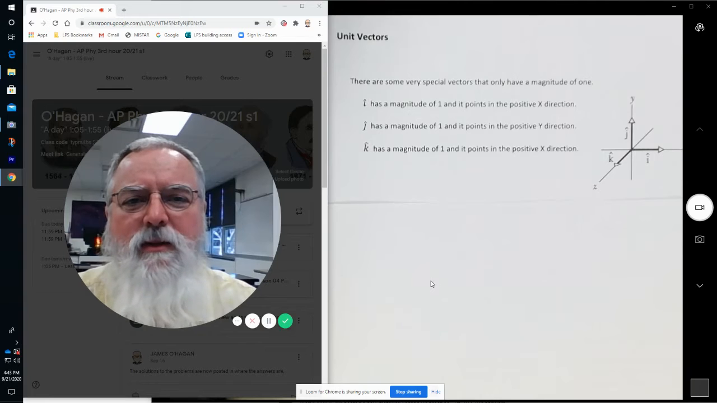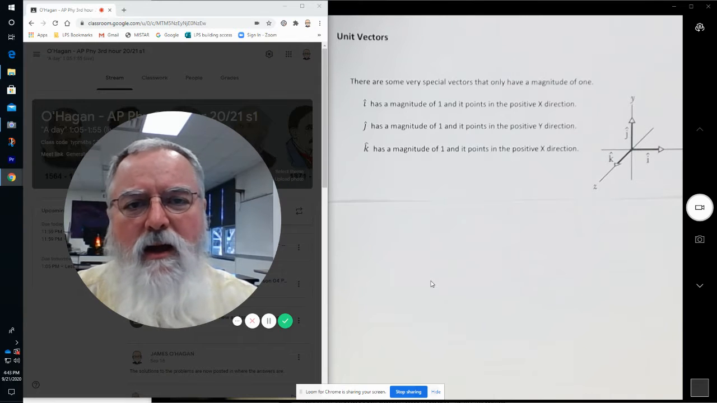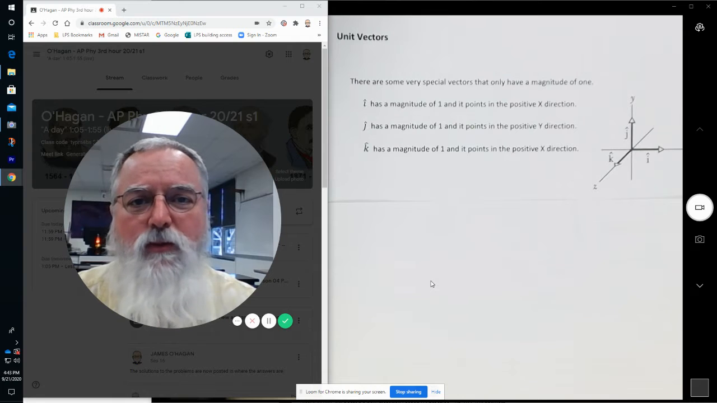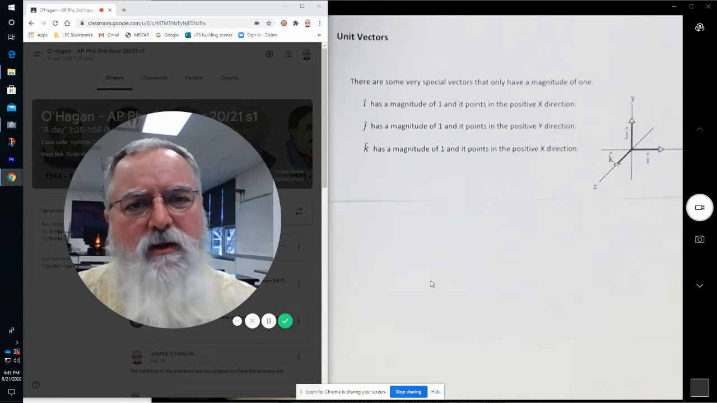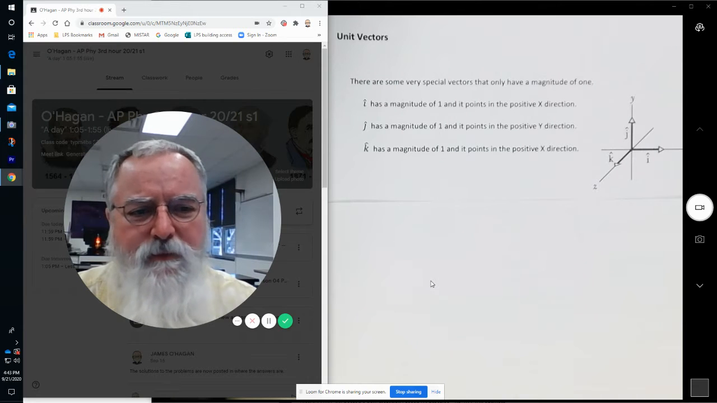Hi everybody, let's get a little bit more in-depth about vectors today. We're going to start off by talking about unit vectors. These are a different way to specify vectors that can be really useful, especially when you're going to be multiplying vectors, which we're going to have to do. So let me explain what they are.